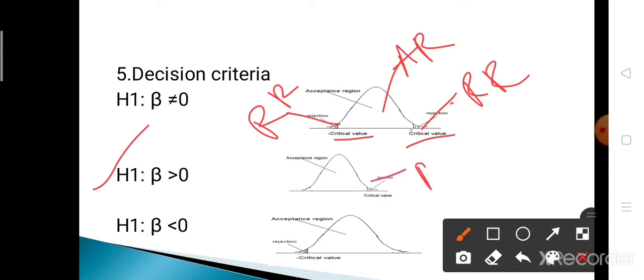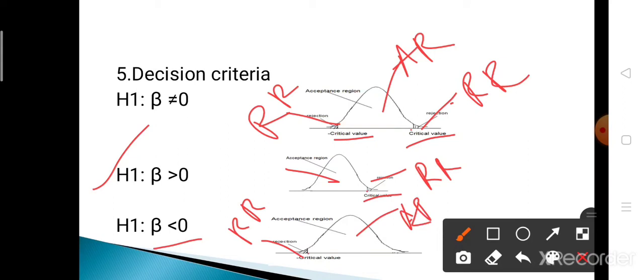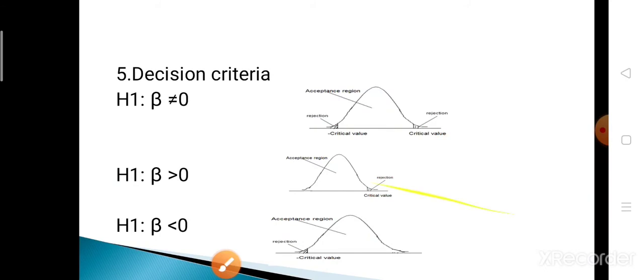For one-sided right, only one rejection region is there, on the right side. This is the rejection region, and the left side part is the acceptance region. This is the table value, that is the positive critical value. And for the one-sided left test, the one rejection region is on the left side, this is the rejection region and this one is the acceptance region, and this point is the negative table value, that is the negative critical value. These are the steps involved in testing of hypothesis for the regression test.